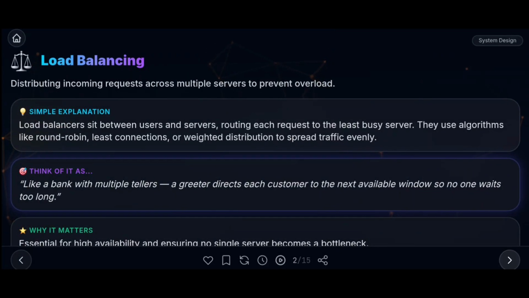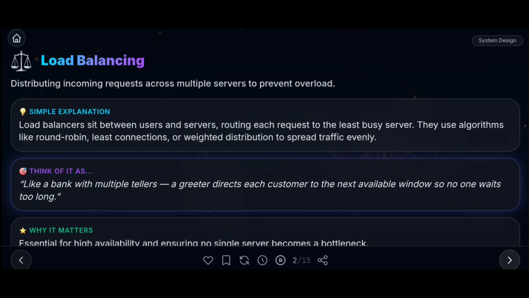The next concept is load balancing. Load balancing is a very important concept in system design. What is load balancing? Distributing incoming requests across multiple servers to prevent overload. It means distributing the work to multiple servers in the same network. Simple explanation: load balancers sit between users and servers, routing each request to the least busy server. They use algorithms like round robin, least connections, or weighted distribution to spread traffic evenly.